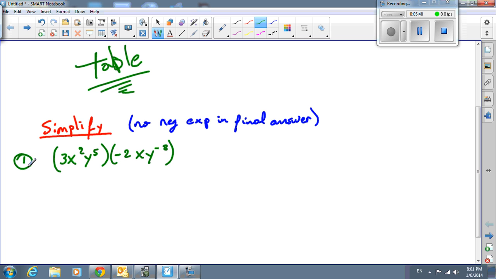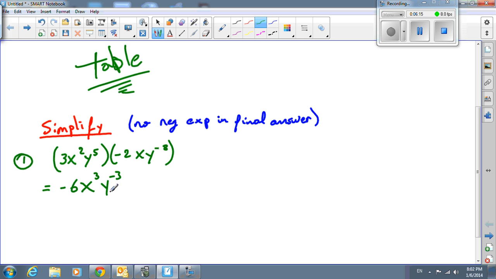Why not? Alright, to simplify this, I will multiply first numbers with numbers. That will give me negative 6 by doing 3 and negative 2. Now, if I multiply an x squared with an additional x, I will have x to the power of 3. Y to the power of 5 times y to the negative 8. Well, remember, whenever you multiply, you add the power. So this is actually y to the negative 3.